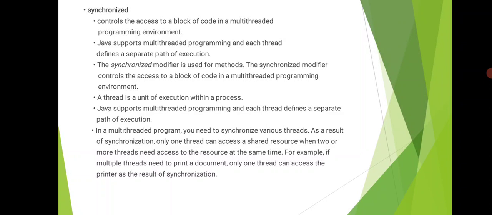As a result of synchronization, only one thread can access a shared resource when two or more threads need access to the resource at the same time. For example, if multiple threads need to print a document, only one thread can access the printer as a result of synchronization. So if synchronization is there, it will control the code.